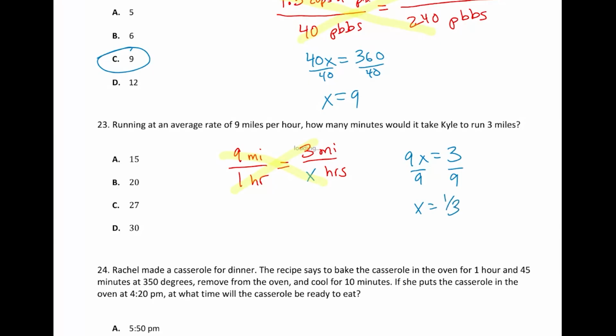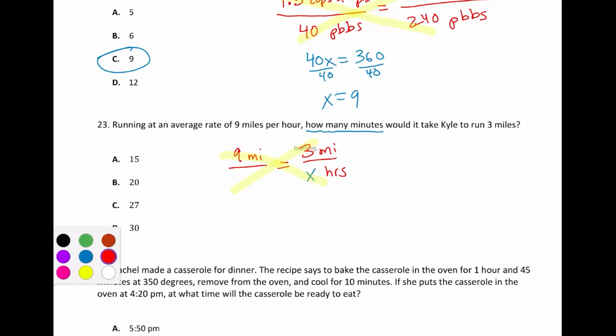Okay, now we want to be careful here. The question is asking for how many minutes. So we can go one of two ways. We could either say, okay, well, what's 1/3 of an hour? How many minutes is that? Or we could go back to the original problem, which might be easier, and just rework it. Because we don't want hours, we want minutes. So let's change this from 1 hour to 60 minutes.